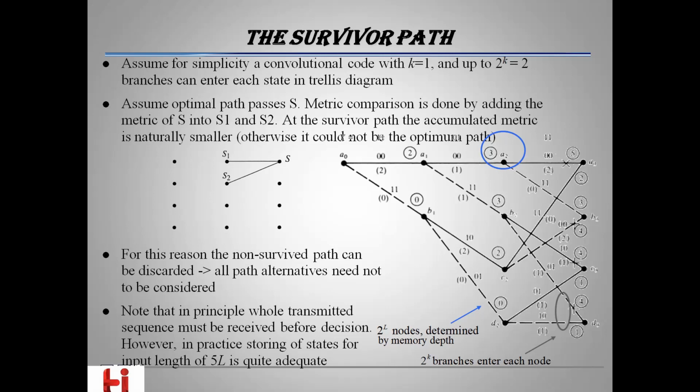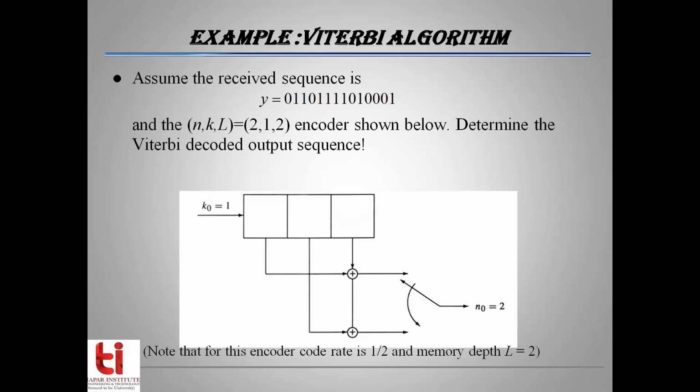The same thing we are going to do by applying our prior knowledge at a given node, that while coming from one node to another node, only these paths are applicable and these can be deleted. Now we will take an example that the received sequence Y is given on your screen, and the NKL212 encoder. We have seen how we encode a convolutional code using some modulo 2 adders and register stages. Now we need to determine the Viterbi decoded output sequence.